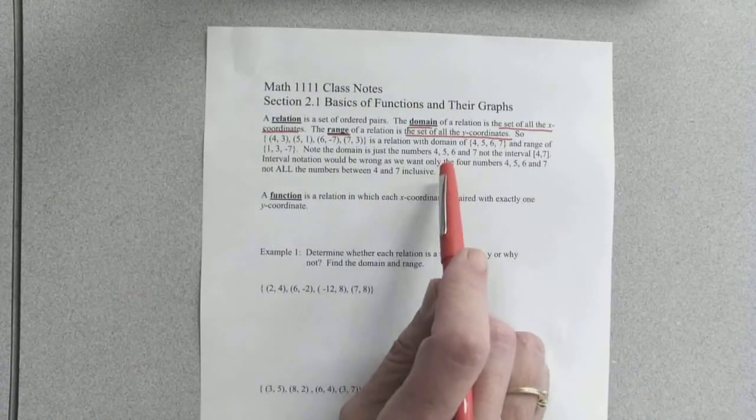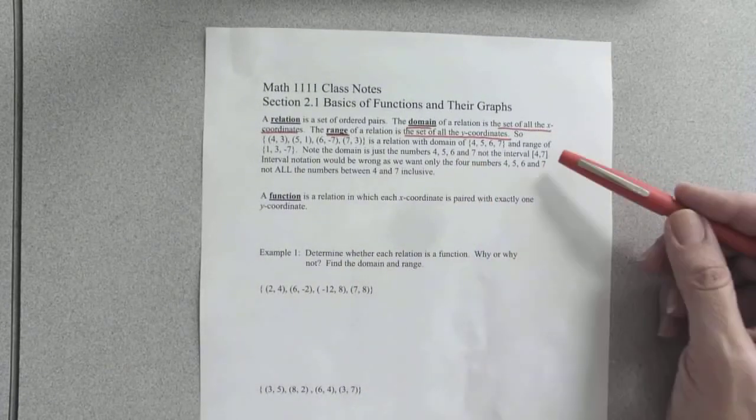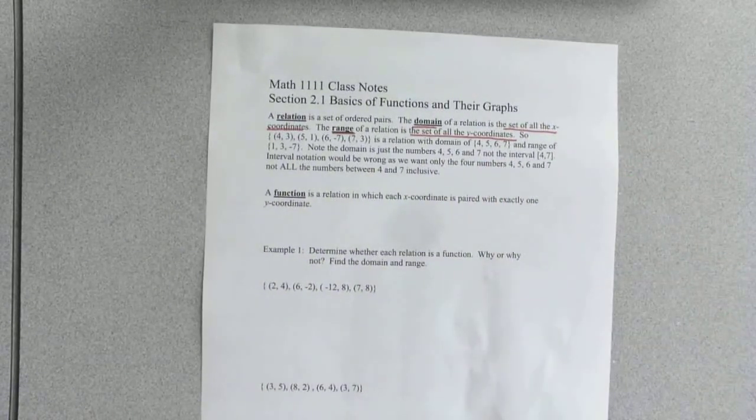Note the domain are just the numbers 4, 5, 6, 7, not the interval 4 to 7. The interval 4 to 7, and students forget about this, is all the numbers between 4 and 7: 4, 5.5, 5.3219, 6.1785. And so you couldn't say the interval 4 to 7, that the domain is just the four individual numbers of 4, 5, 6, and 7. Interval notation would be wrong because we only want the four numbers 4, 5, 6, and 7, not all numbers.